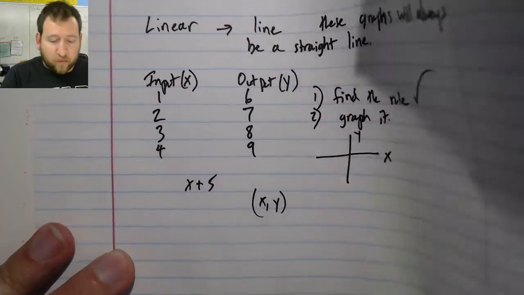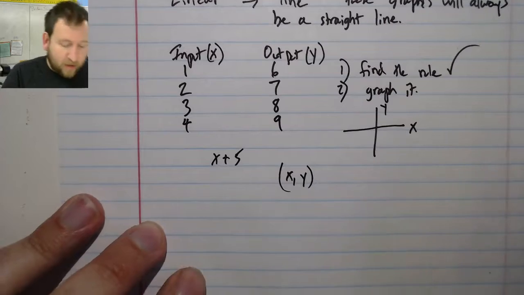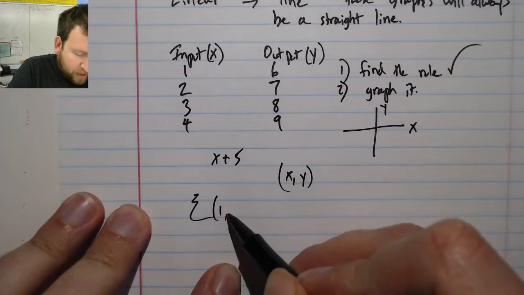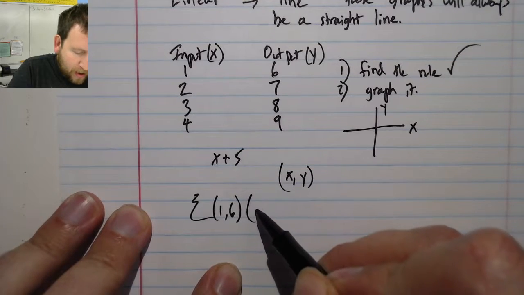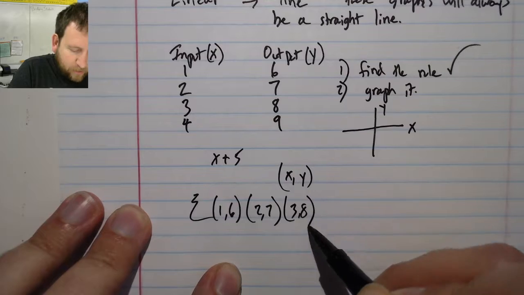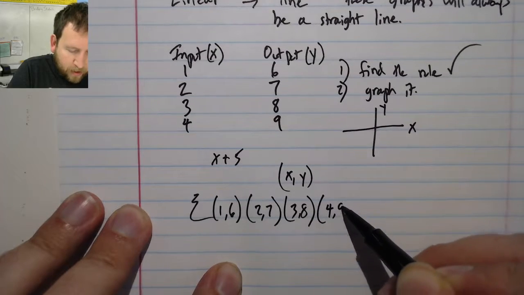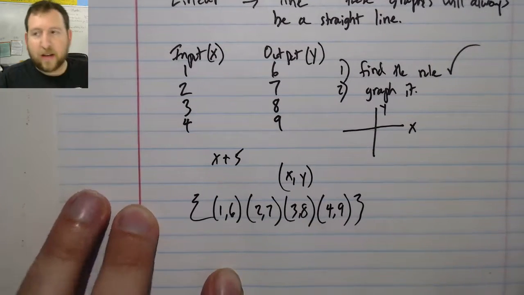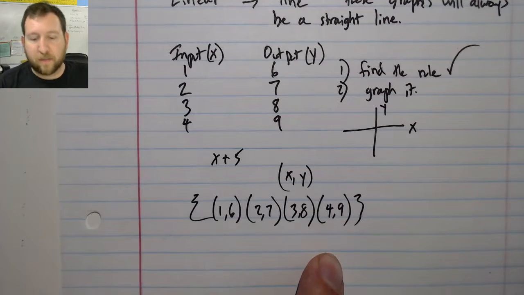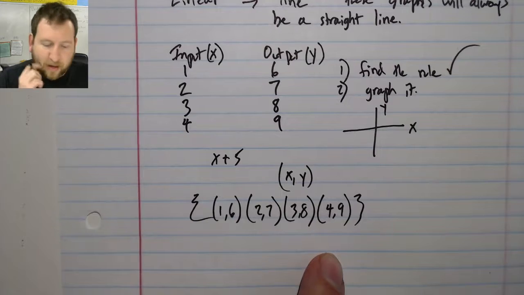If I wanted to, I could even write them like this, which might look a little familiar. I could say I have 1 comma 6, I have 2 comma 7, I have 3 comma 8, and 4 comma 9. And if I wanted, I could even get the domain and range of this, which I'm not interested in this time, but I am interested in making a graph.